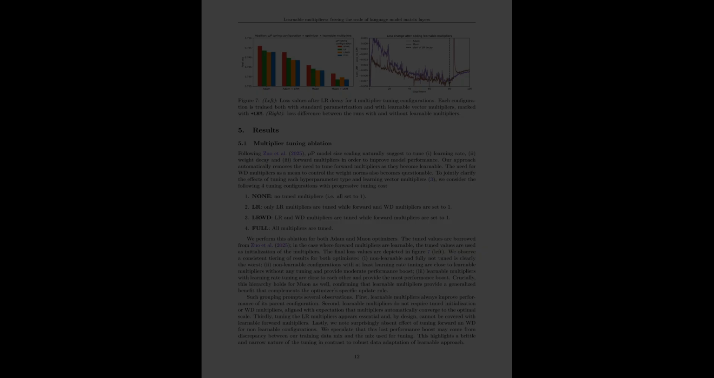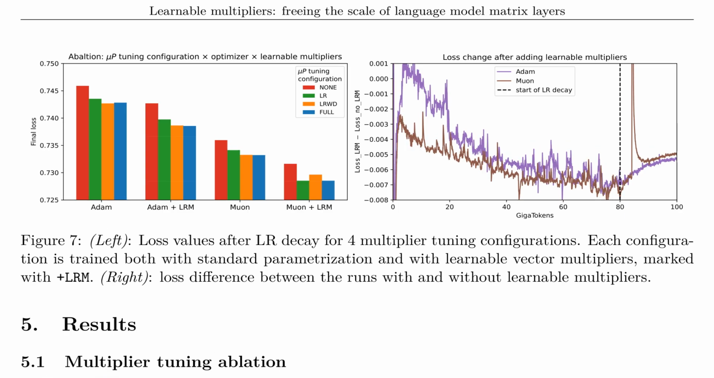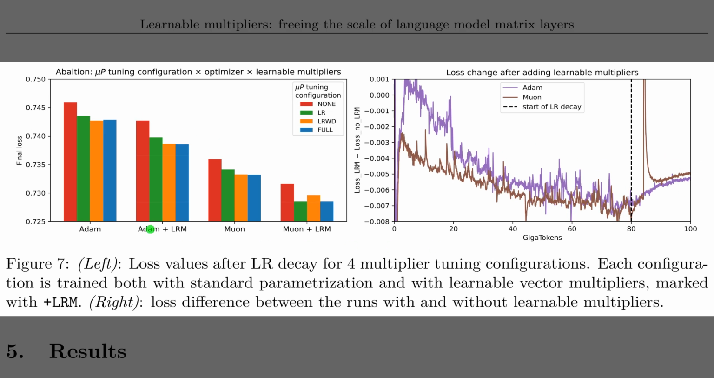Alright, moving from stability to performance, Figure 7 presents a crucial ablation study on tuning complexity. The bar chart on the left compares final loss across 4 configurations, ranging from no tuning in red to full hyperparameter tuning in blue. Notice that for both Adam and Muon optimizers, the groups with learnable multipliers, labeled plus LRM, consistently achieve lower loss than their standard counterparts.